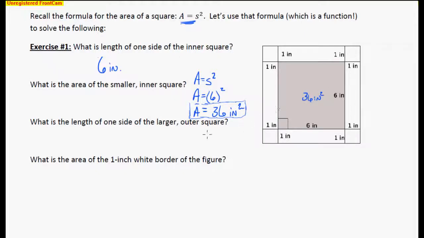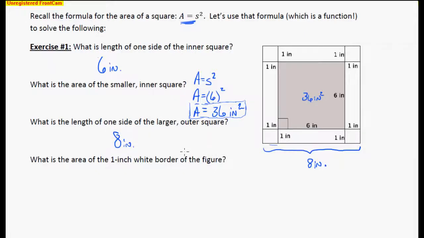All right, what else we got? What is the length of one side of the larger outer square? All right, so that would be from here all the way over to here. If I add these all up, I've got 1 inch from here to here, 6 inches from here to here, and then another 1 inch. So that is 8 inches for one of the sides. Okay, so I'm just going to put that in right there.